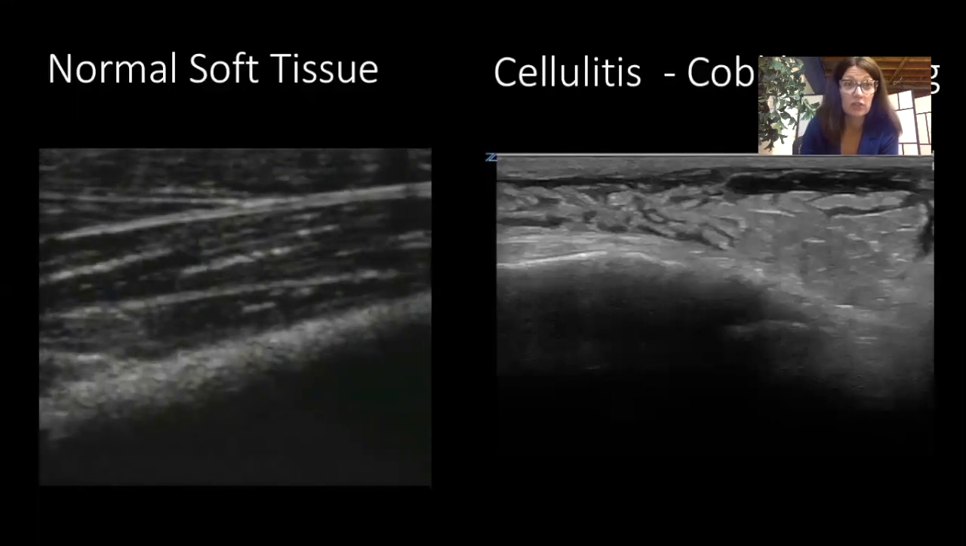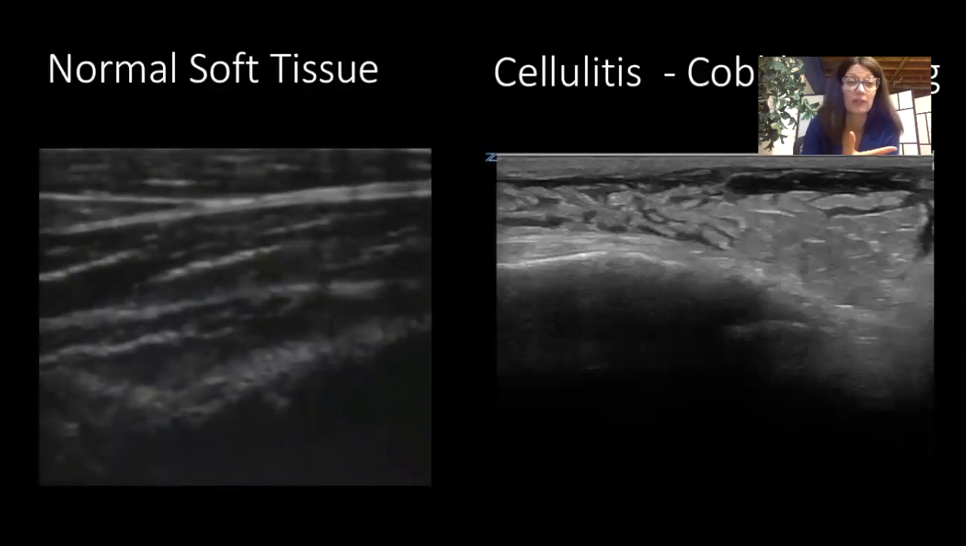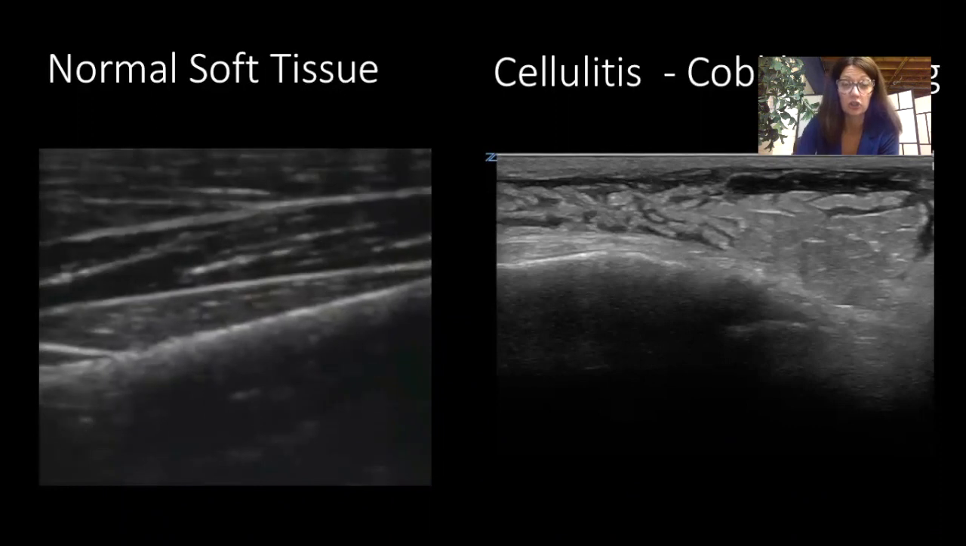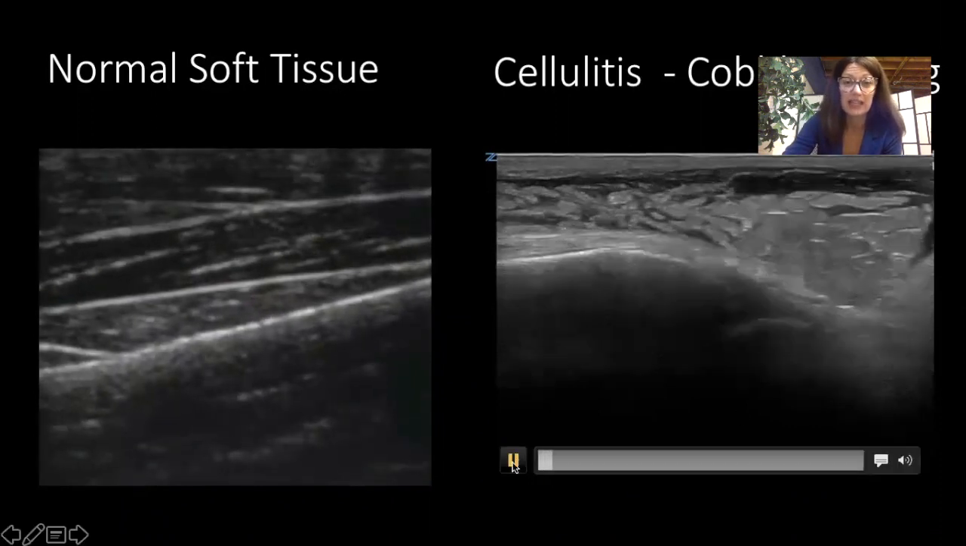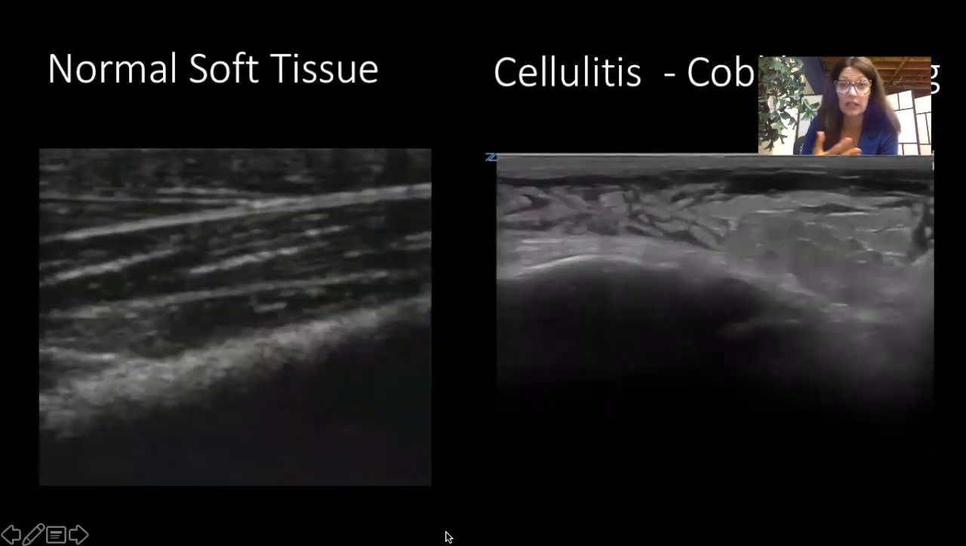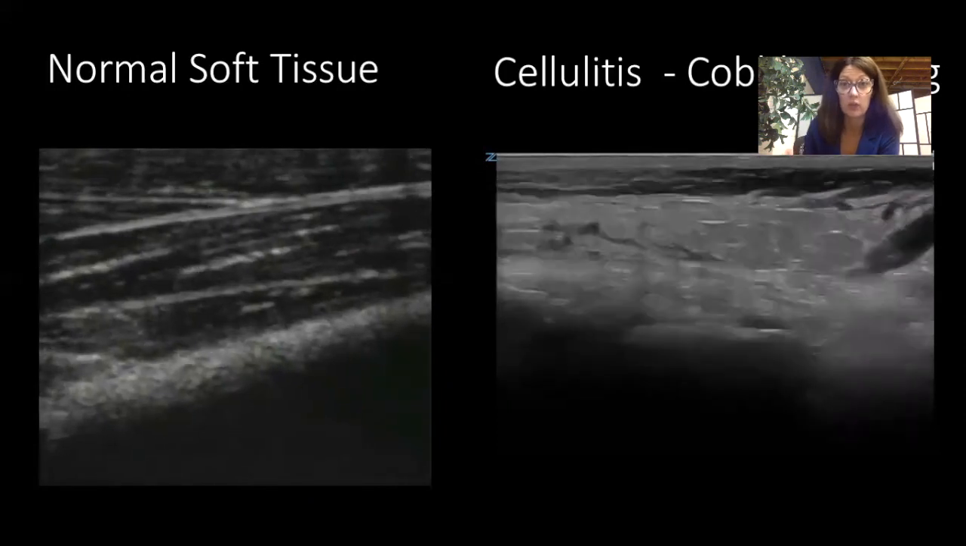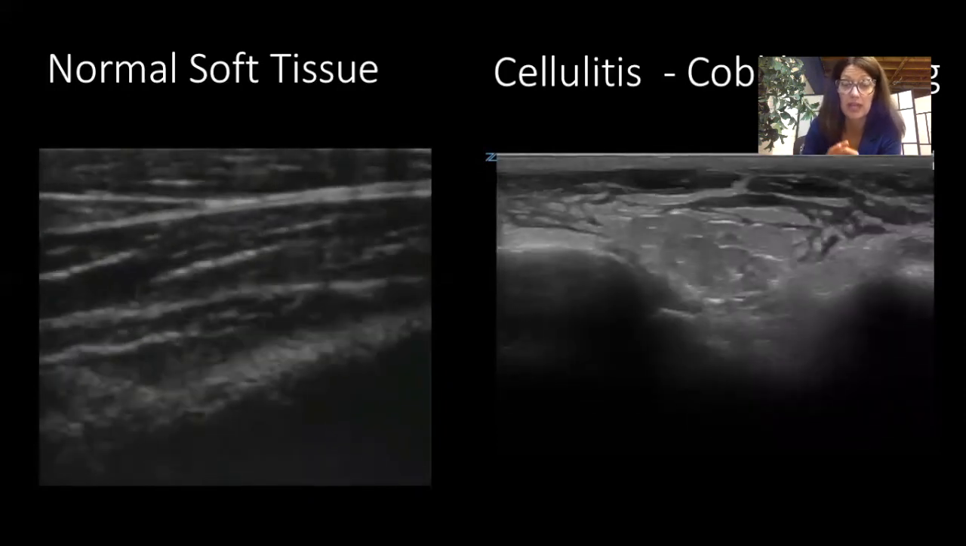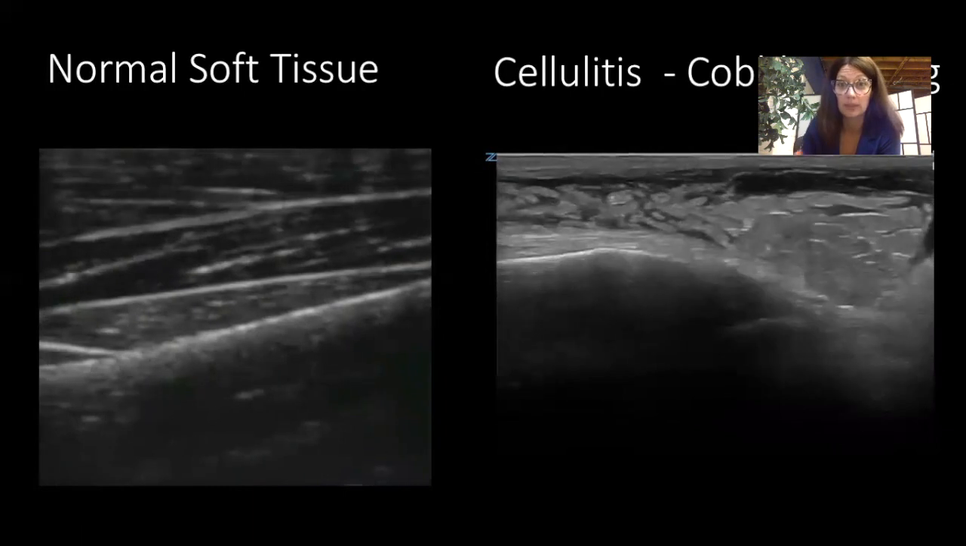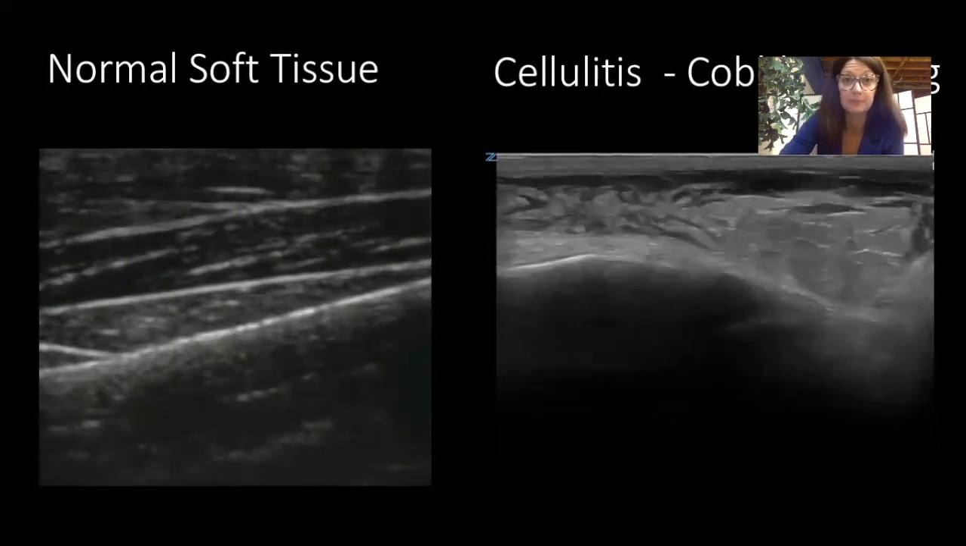So on the left, you see normal soft tissue, which is more of a linear architecture. On the right, we see the classic appearance of cellulitis, which we call cobblestoning, where there's fluid interspersed with the adipose tissue all above the fascial plane.